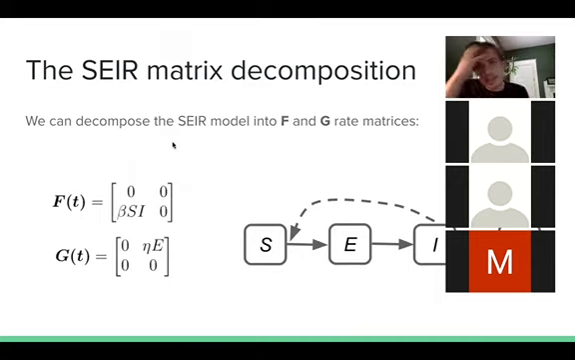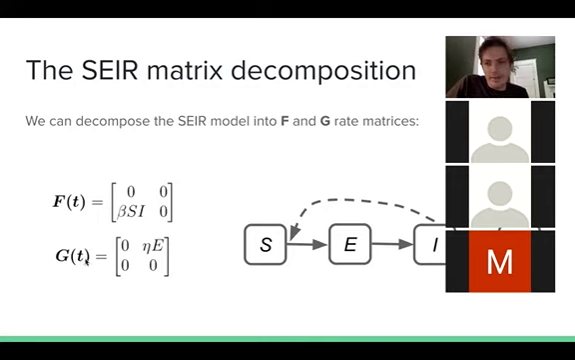And under this SEIR model, infections or transmission events can only occur from the infected class because exposed individuals can't transmit. So there's only one non-zero element in this rate matrix, and we'll put that in the lower left corner because this is the rate at which infectious individuals transmit and cause a sort of birth of an exposed individual.